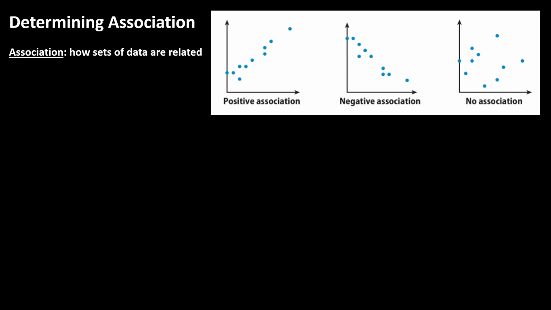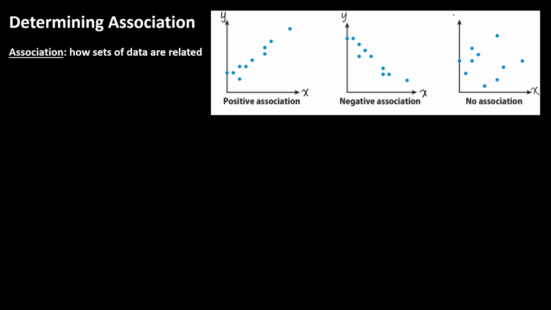So now we're going to look at determining the association in the data, and I gave you a sneak peek to that already. The association is how sets of data are related. So in the graphs up top, we're looking at positive association first. So let me label my axes on all these graphs. My left to right axis is my x-axis, and my vertical axis is my y-axis.